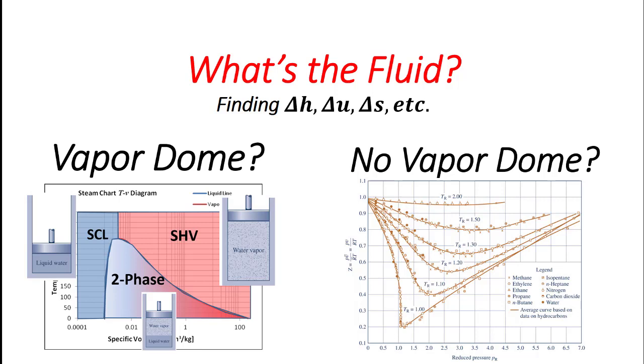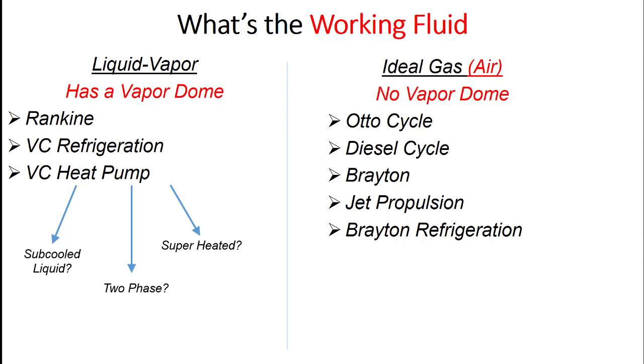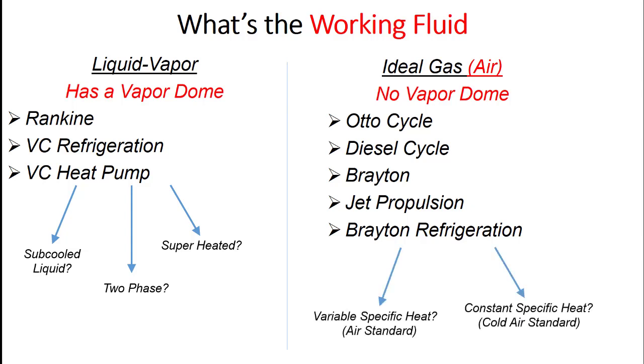So then we have different sort of choices when we're fixing states with ideal gases, like we'll see in the problem today, right? So we break these things down into things with a vapor dome, Rankine cycles, vapor compression, refrigeration, and heat pumps, or things with ideal gases or air, which is the Otto cycle, the diesel cycle, the Brayton cycle, and jet propulsion. This is always a two-part question, right? If we have a vapor dome, we need to know what the phase is. Is it a subcooled liquid, a two-phase mixture, or some kind of superheated vapor? And if it's an ideal gas, we need to know, is it variable specific heat or is it constant specific heat? So am I actually going to find something like delta H, or am I just going to find Cp times delta T? So that's, I think, how I classify all of these different cycles.